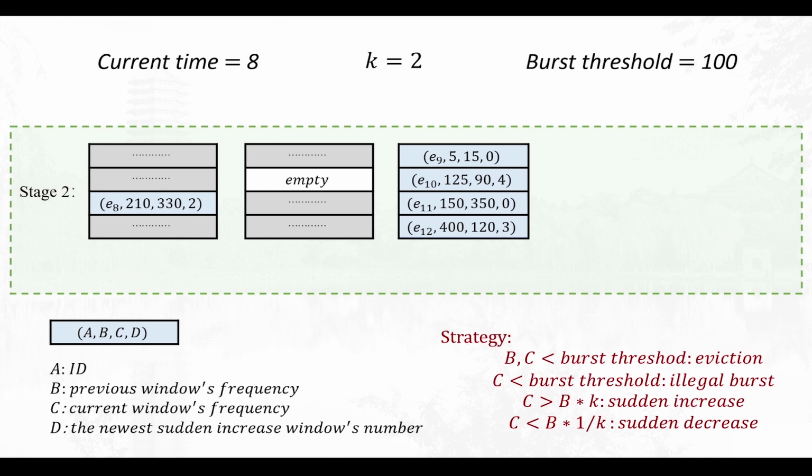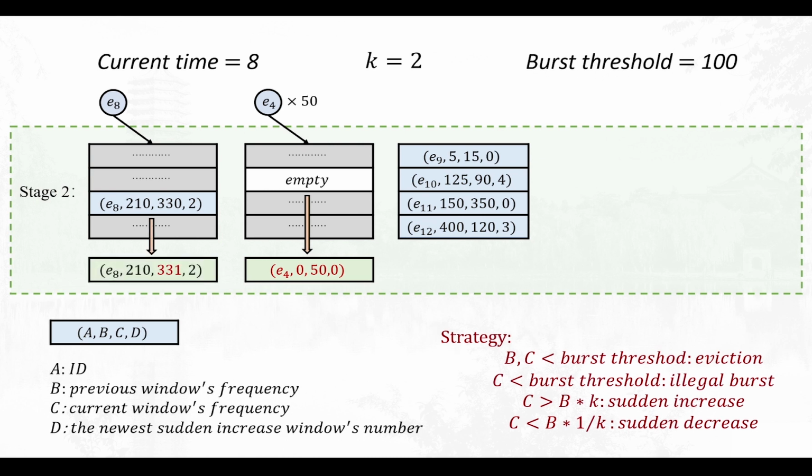If a bucket is not full, we insert the item into the bucket. Notice that 50 E4 items were inserted into Stage 2. So we insert E4 into the bucket and initialize its frequency in the current window to 50. If an incoming item's ID has already been in Stage 2, we will directly insert it into Stage 2 because it has already been a potential burst. The result is that its frequency in the current window increases by 1.